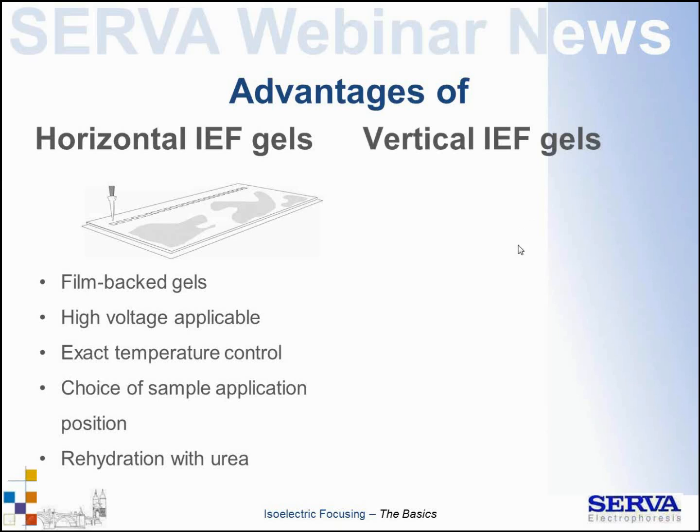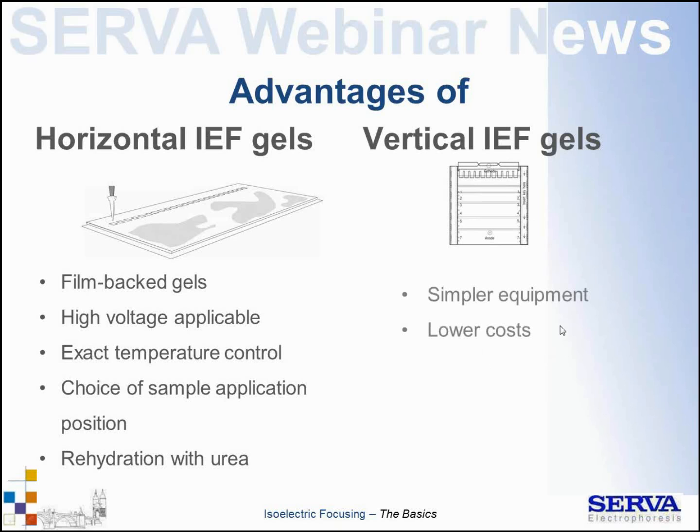But there are also people who run vertical isoelectric focusing, also in ready-made gels, and all these benefits are not available here, but the equipment costs much less money and is much easier. You cannot cool them very effectively. That means you don't need a cooling machine, so the equipment is cheaper, but you do not have all these benefits. But in some cases it's not necessary. The results in some cases are good enough in small vertical isoelectric focusing gels.